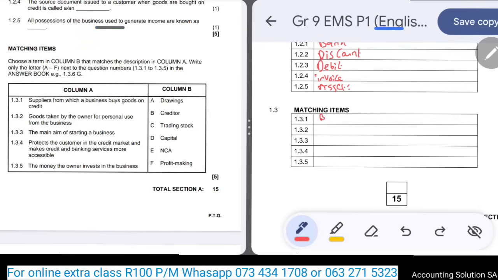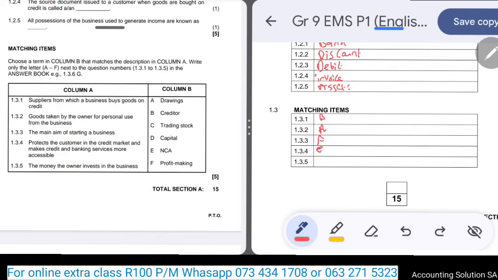Goods taken by the owner for personal use is drawings. The main aim of starting a business is to make a profit. Guys, you can't just start a business without making a profit. Protect a customer in the credit market and make the credit and banking service more accessible. What do we call that? Number A, National Credit Act, NCA.